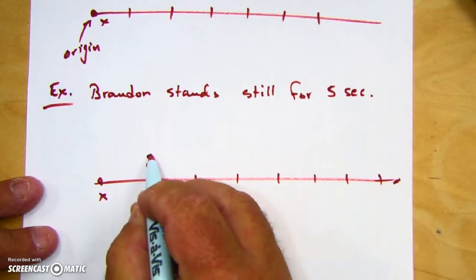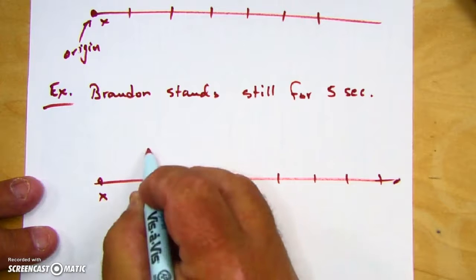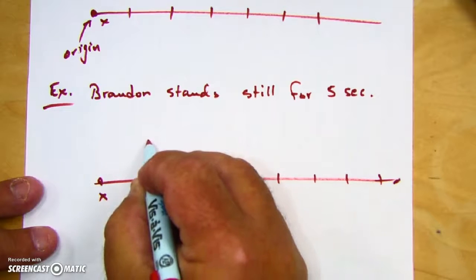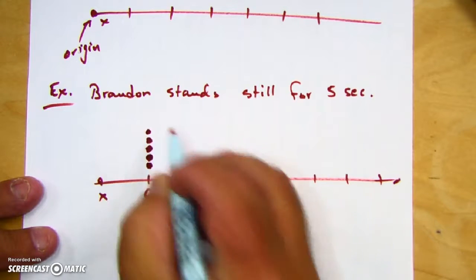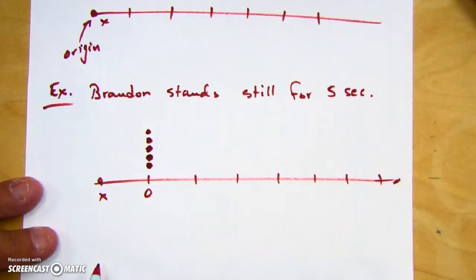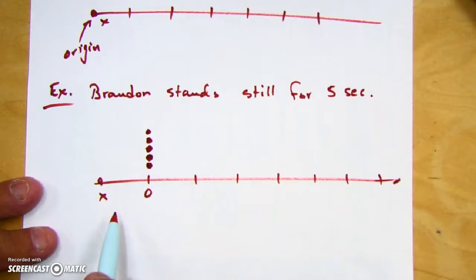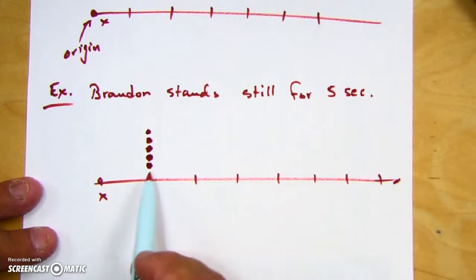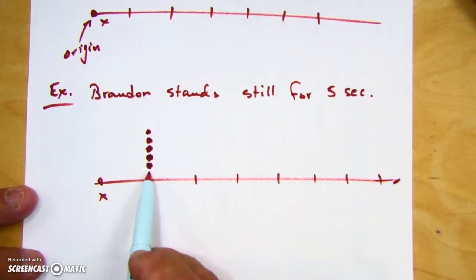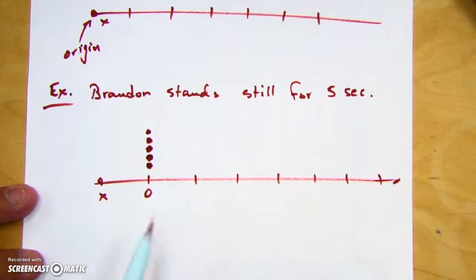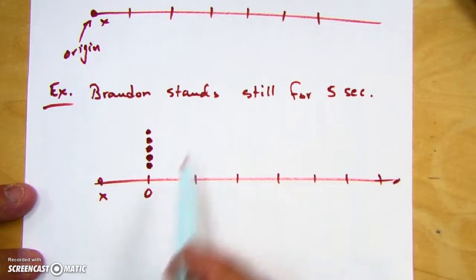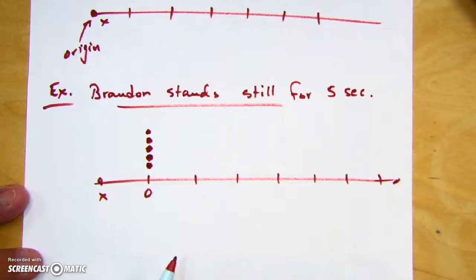One second later, Brandon's still standing still. One second later, Brandon's still standing still. 2 seconds, 3 seconds, 4 seconds, 5 seconds. He never moves. I don't put any arrows on this because he's not moving. So I can't just make one giant dot. I need to be able to show different dots as time goes on. So that's Brandon standing still. Okay, let's try one that's maybe a little more complicated.